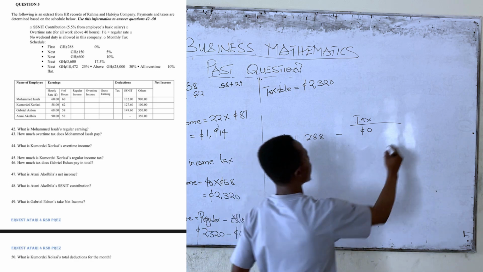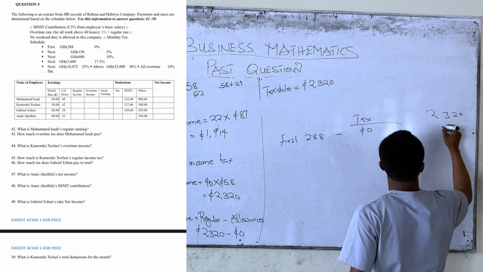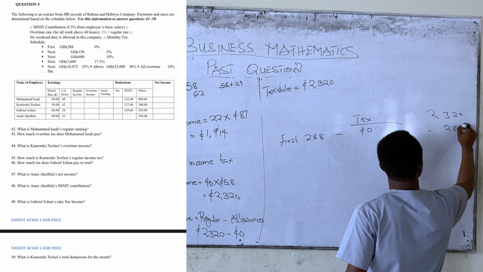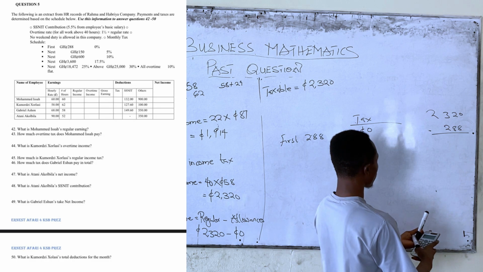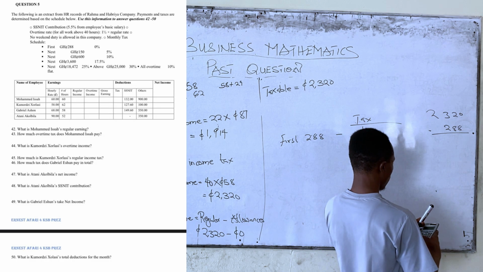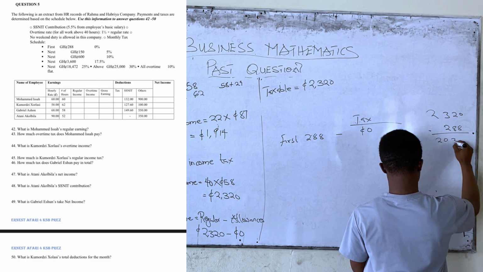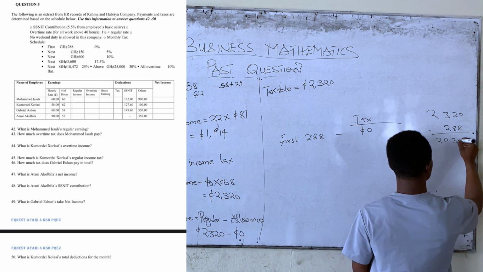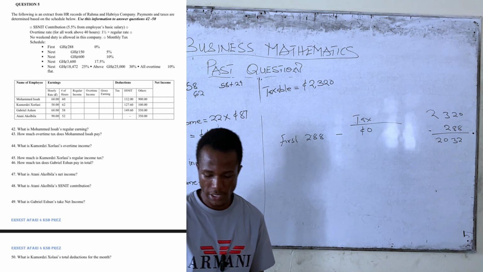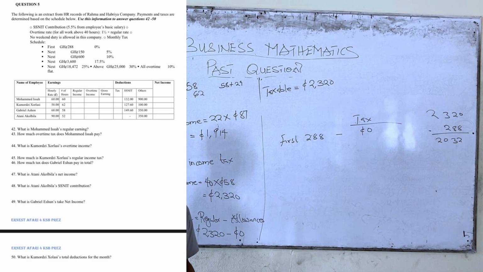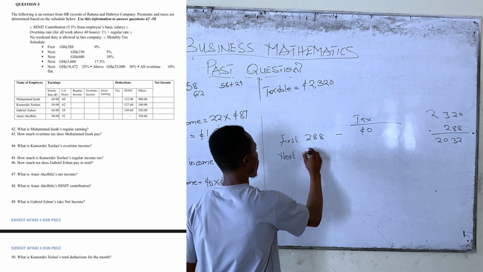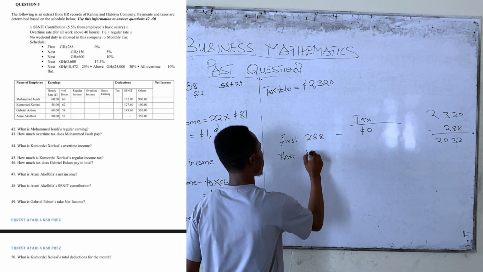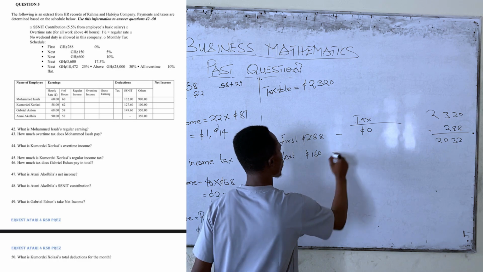So we have 2,320, and we have taken 288 as tax free from it. What are we left with? 2,320 minus 288 gives 2,032. This is what we are left with, and it can satisfy our next level, which is the next 150. You are going to pay a tax on it.